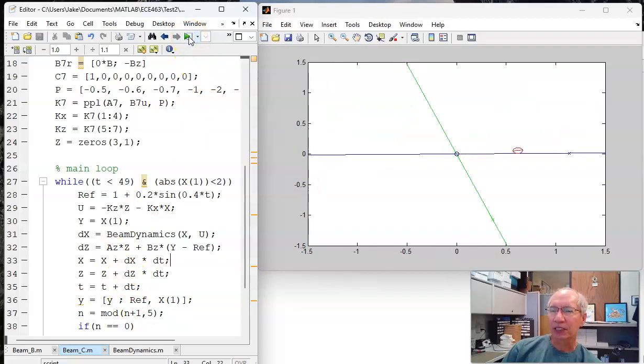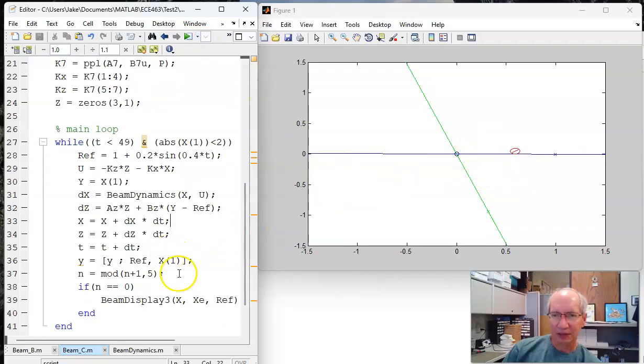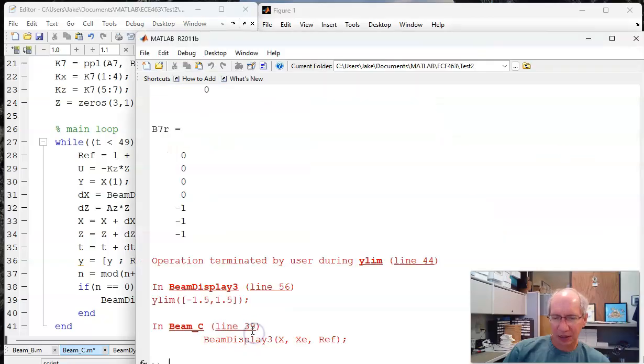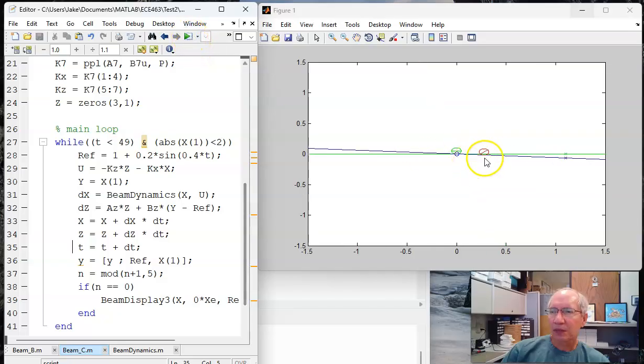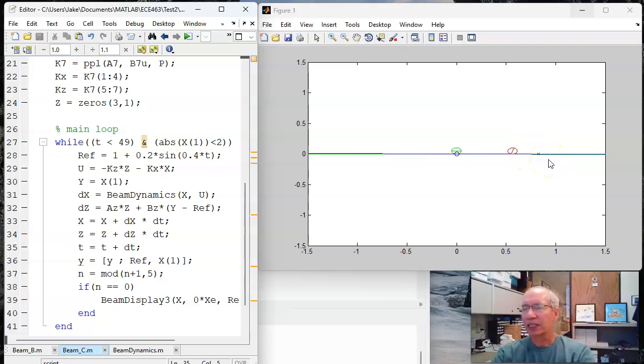And here's what it looks like. I don't really have an observer here. There's my set point in blue. I'm trying to track a constant and a sine wave, and this is showing off the servo compensator. It is working.